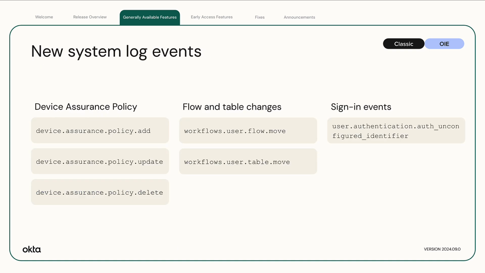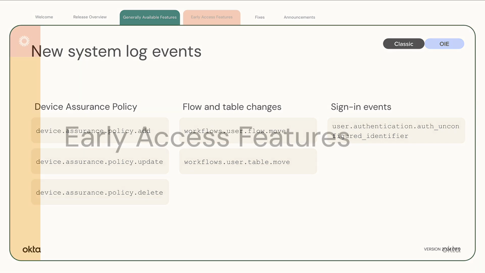New system log events for device assurance policy, flow and table changes, and sign-in events. New system log events are generated when a device assurance policy is created, updated, or deleted. Okta Workflows events have been added to the system log to record the changes that occur due to reorganization of folder-level resources. And the new user authentication auth via IDP system log records occurrences of unknown users attempting to sign in through an identity provider.